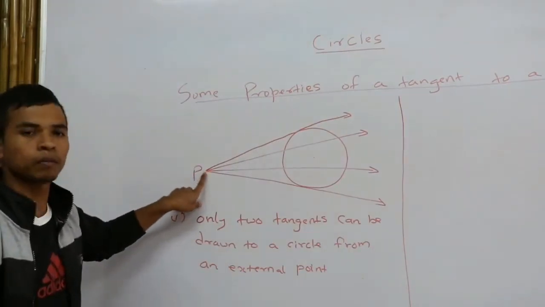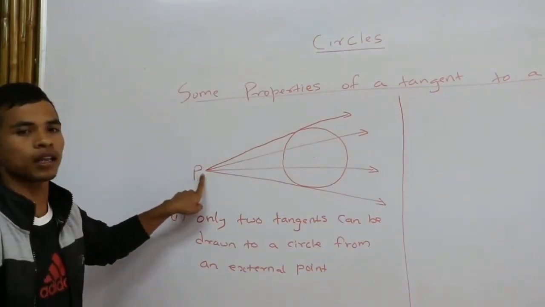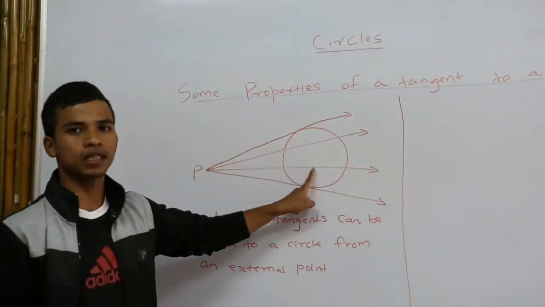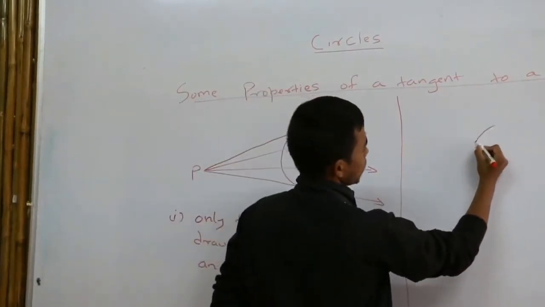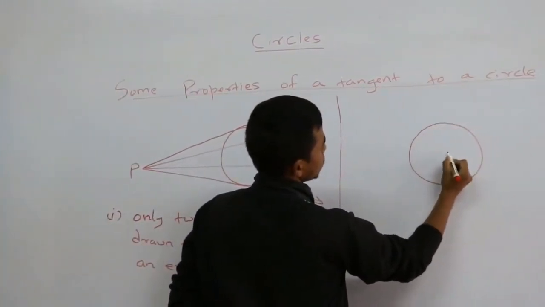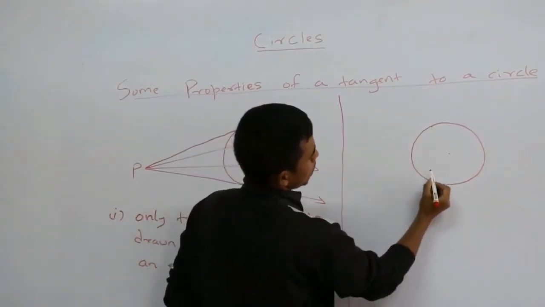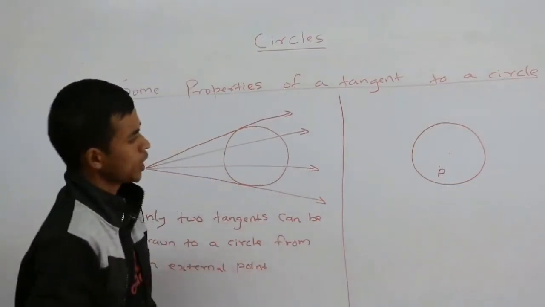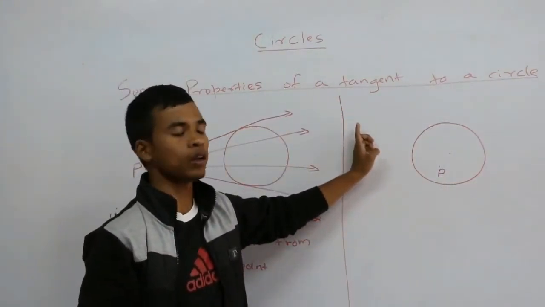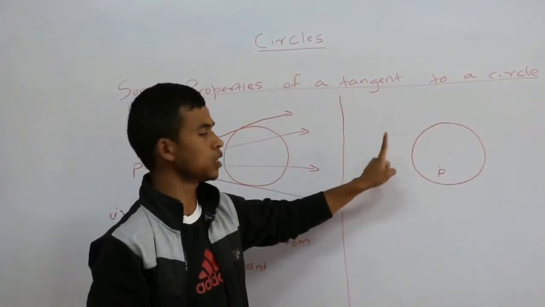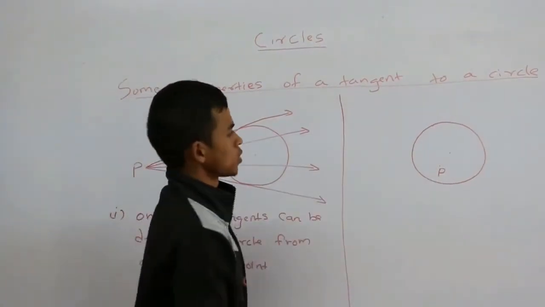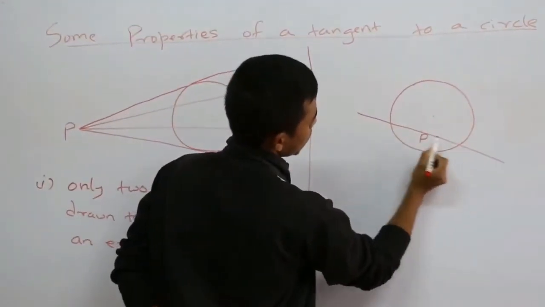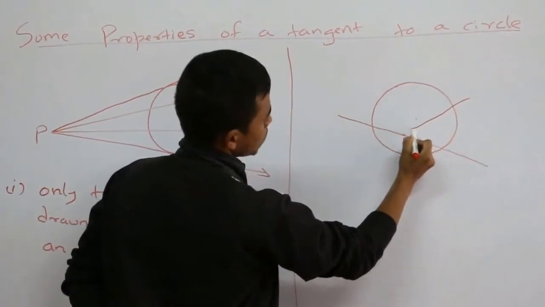So let us have a look at some more properties. Here we had this point P lying outside the circle. Let us take the case when this point P is inside the circle. So let us draw a circle. Suppose this is the center, and we take point P anywhere inside the circle. Then how many tangents can we draw to this circle passing through this point P? So let us draw all possible lines passing through this point P.